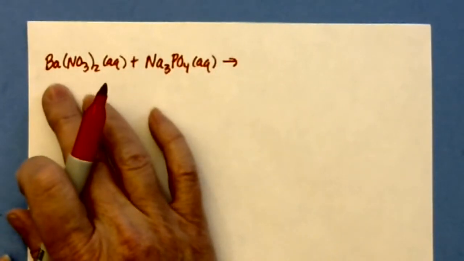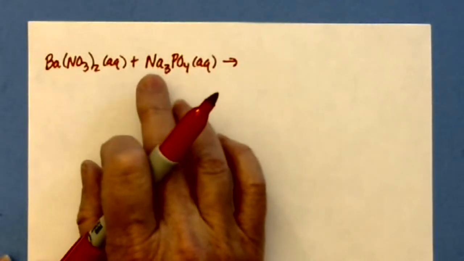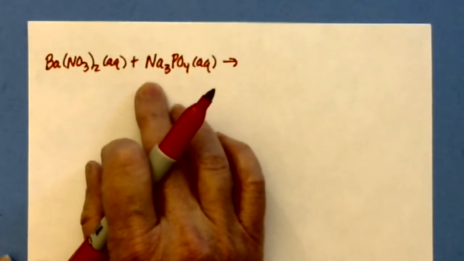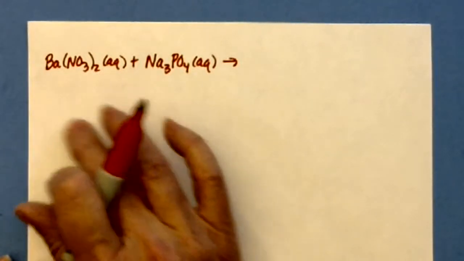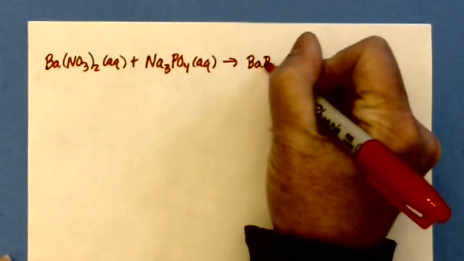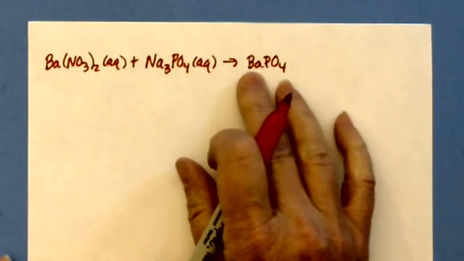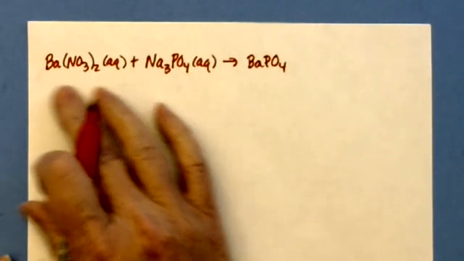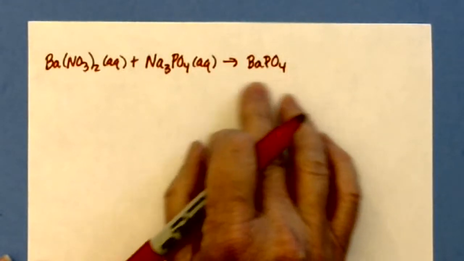So barium is positive, so now it's going to go with phosphate, which is negative. And sodium, remember we say the positive ion first, sodium is going to end up with nitrate. So let's put that together on the other side. So I have barium with phosphate. And this is a common mistake, just leaving it as barium with phosphate. I have barium here and phosphate here, but that's not how we write neutral ionic formulas.